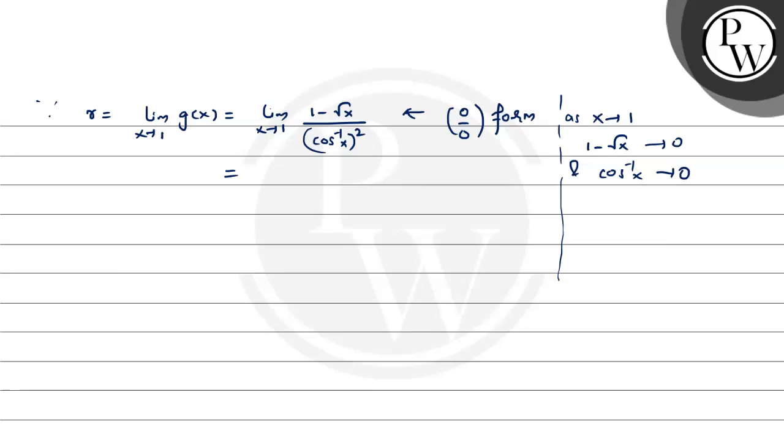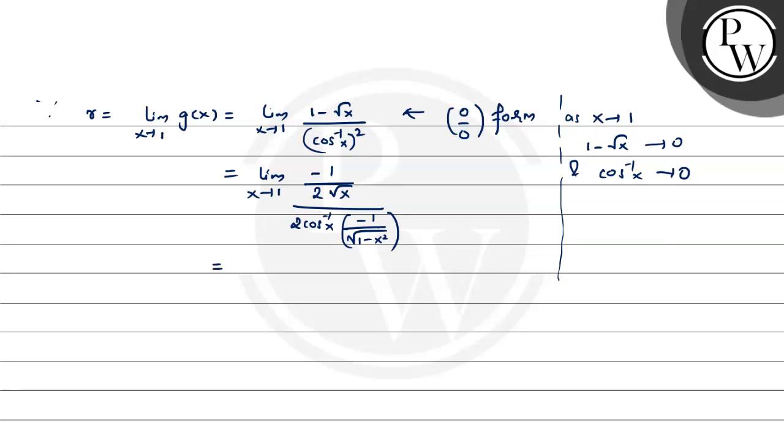So let's use L'Hopital's rule. Now we have limit x tends to 1, derivative of the numerator, that is derivative of 1 is 0, minus derivative of square root x, that is 1 divided by 2 times square root of x, whole divided by derivative of the denominator, that is twice of cos inverse of x times minus 1 divided by square root of 1 minus x squared.